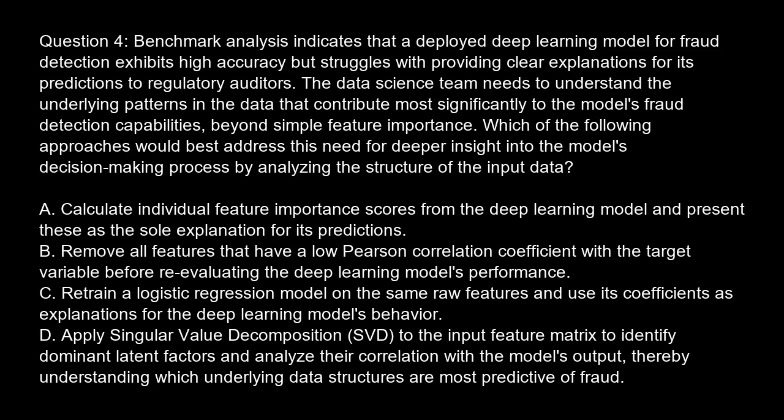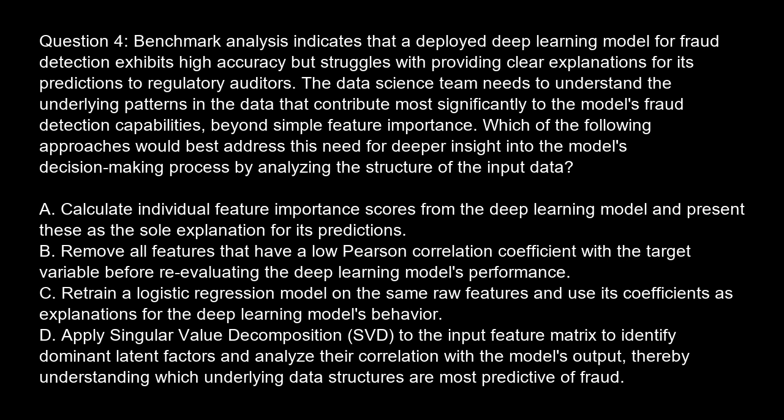Benchmark analysis indicates that a deployed deep learning model for fraud detection exhibits high accuracy, but struggles with providing clear explanations for its predictions to regulatory auditors. The data science team needs to understand the underlying patterns in the data that contribute most significantly to the model's fraud detection capabilities, beyond simple feature importance. Which of the following approaches would best address this need for deeper insight into the model's decision-making process by analyzing the structure of the input data?